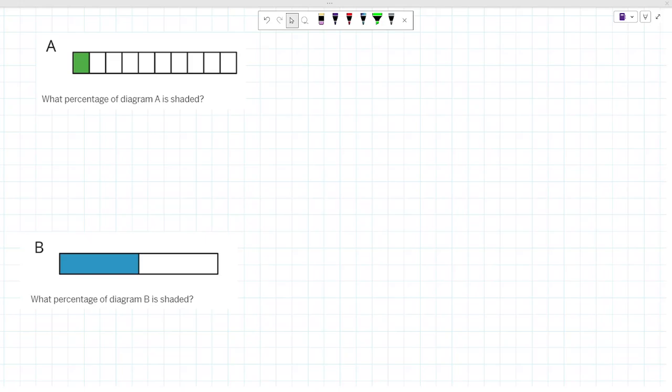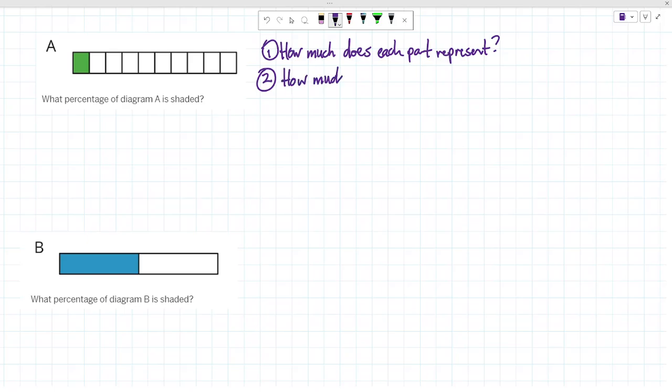So part A says, what percentage of diagram A is shaded? So the first thing we want to do is figure out how much each part represents. And then we'll use that to figure out how much is shaded. So we'll use that approach on all of these, and you might even be able to use these questions to go ahead and pause the video and try these on your own, and I would encourage you to do so.